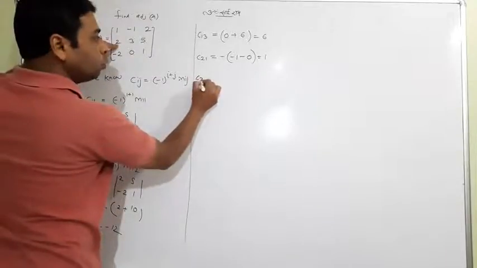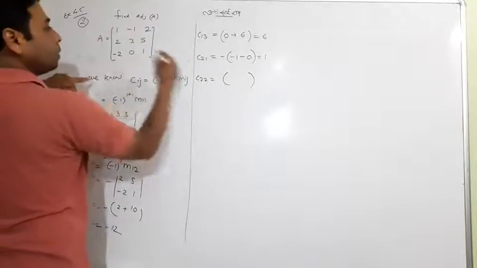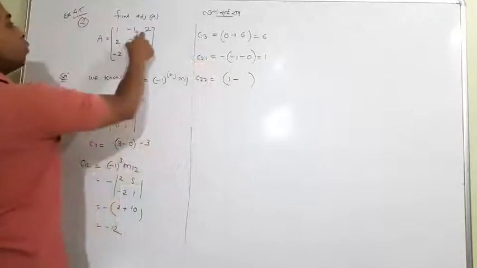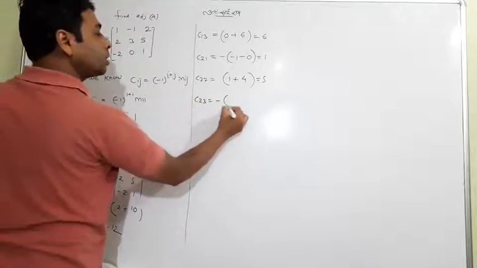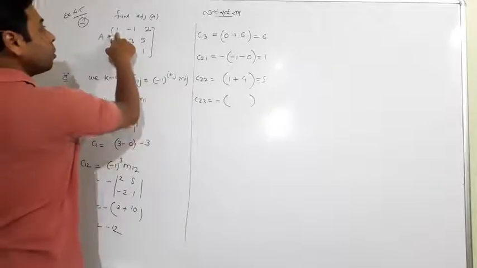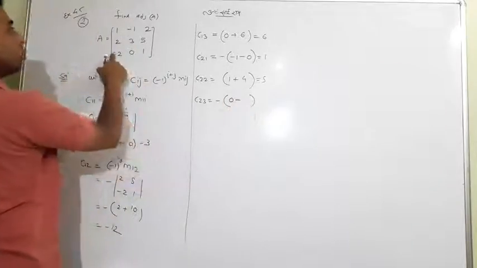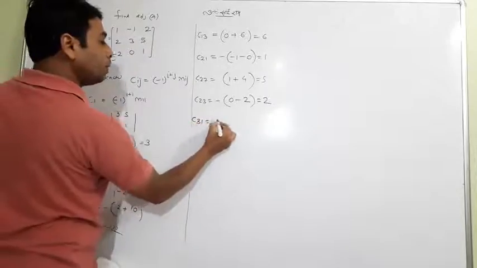So C22 will be positive sign. These two will be dropped. 1 ones are 1, minus 4 meaning plus 4 meaning it is 5. C23 itself has a negative sign. Minus of that, 2, 3 dropped. 0 into 1 is 0, minus 2 ones are 2. So the answer is 2.